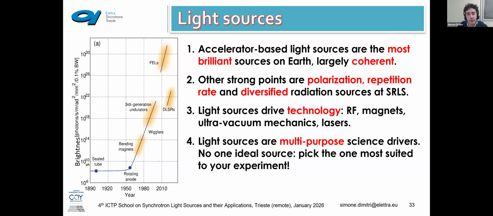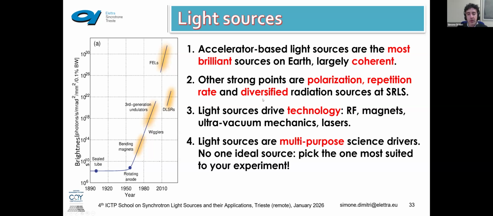So for any given number of photons, if the number of coherent photons is large, it means you are basically using all those photons to establish a process in your sample. Free electron lasers, which I mentioned also, are sources which guarantee not only transverse but also longitudinal coherence.